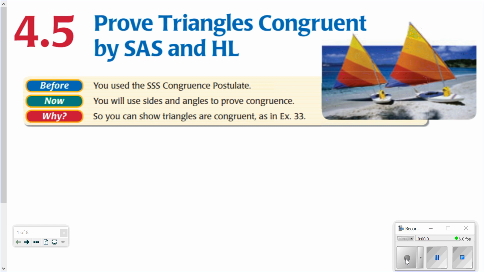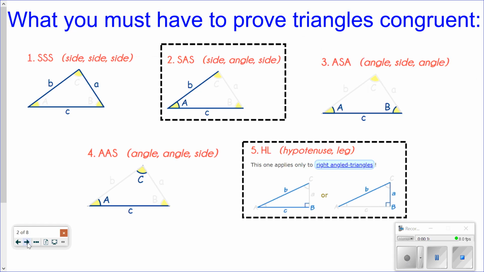Hi everyone, today we are going to start 4.5, which is prove triangles congruent by side angle side and hypotenuse leg. So once again, these are all the things that you must have to be able to prove triangles are congruent. Yesterday we talked about side, side, side. In this lesson, we're going to talk about side, angle, side, and hypotenuse leg.